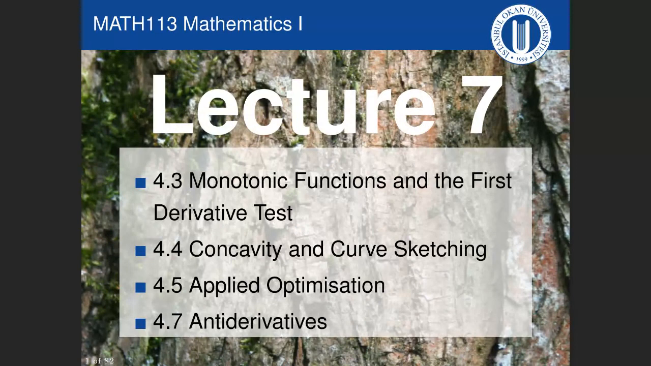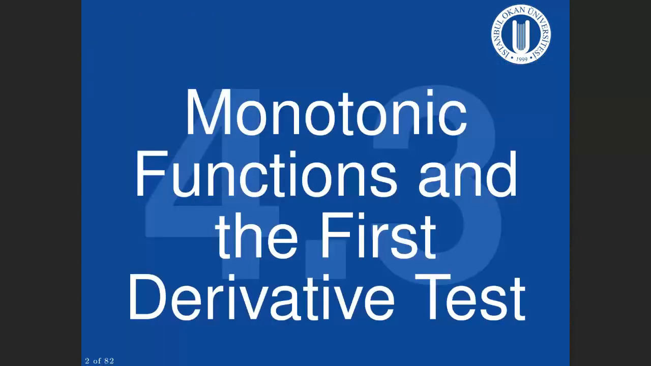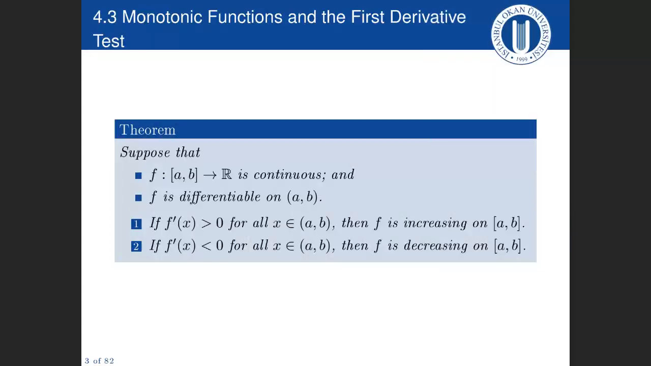First, let's talk about monotonic functions and the first derivative test. Suppose that f is a continuous function defined on a closed interval, and let's suppose that f is differentiable on the open interval from a to b. If we know that the derivative of f is always positive, then we know that f is increasing on this closed interval. If we know that the first derivative is always negative, then we know that f is decreasing.